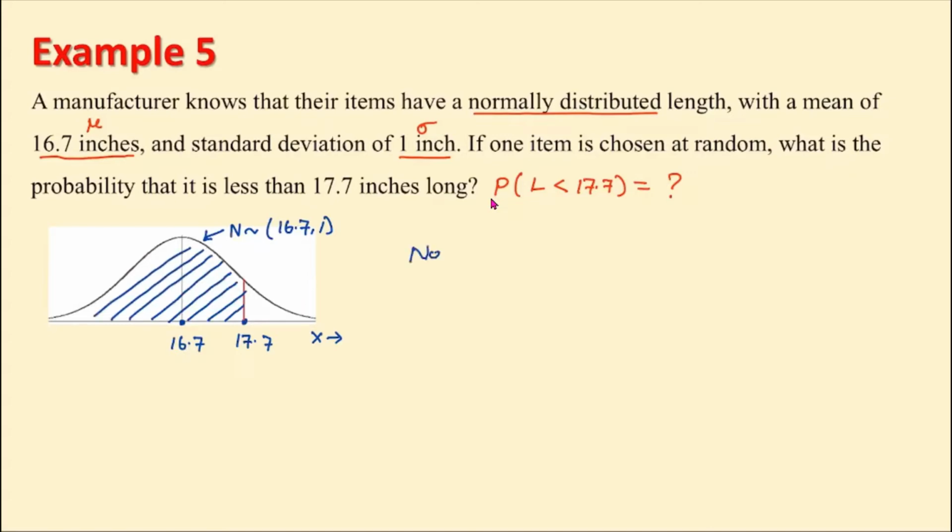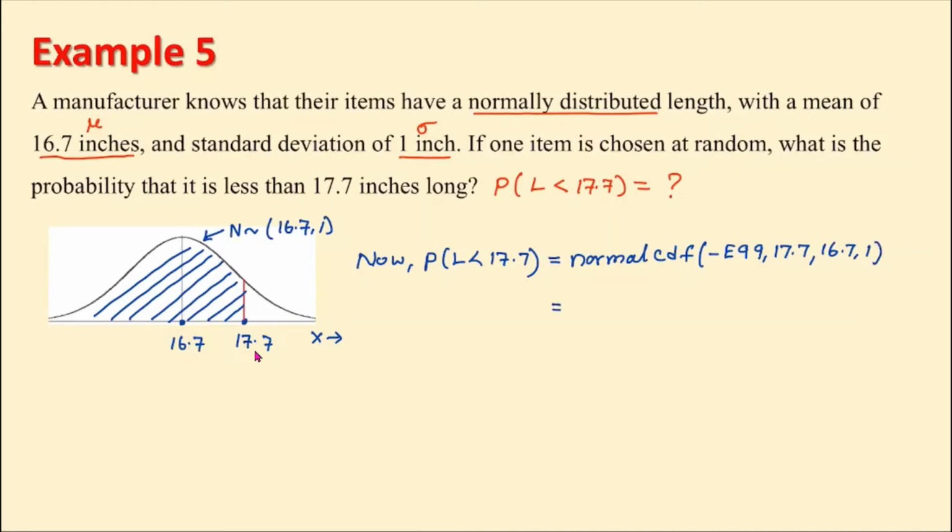Now to find the probability that the length is less than 17.7, we use normal CDF. Always remember, to find the probability or area, we use the normal CDF in our calculator. Then we start with the lower boundary for this area, which goes all the way to negative infinity. In calculator, we write negative E99. Upper limit 17.7, mean 16.7, and standard deviation 1.